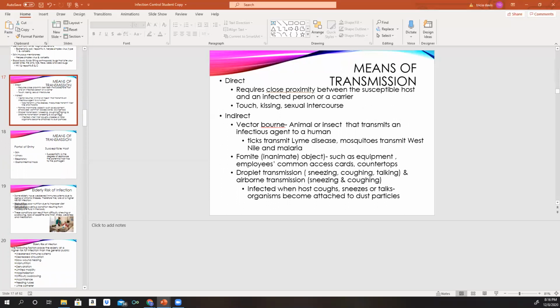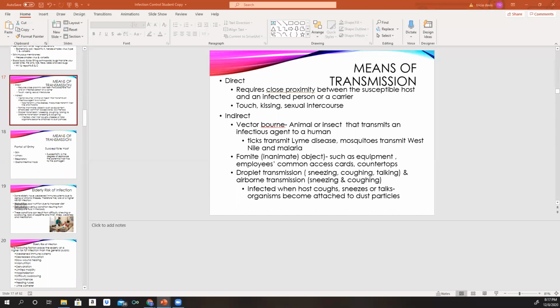All right, so means of transportation. An organism can be transmitted from its reservoir by various routes. Some organisms can be transmitted by more than one route, and organisms can enter the body by way of contact transmission, either directly or indirectly. Direct contact requires close proximity between the susceptible host and an infected person or a carrier, and it includes activities such as touching, kissing, and sexual intercourse. Healthcare workers have the potential to directly transmit organisms to susceptible people through touching.